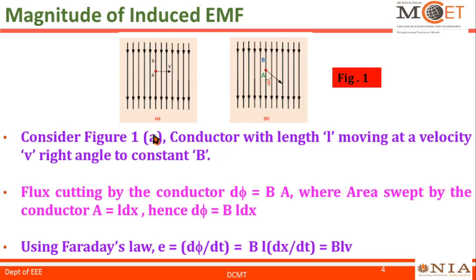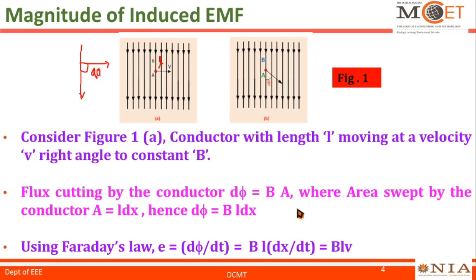Refer to figure 1a, a conductor with length L moving at a velocity v at right angle to constant flux density. The full length of the conductor is inside the magnetic field, and the length of the conductor is L here. The flux density direction is north to south pole, indicated in the figure. The conductor is moving at a velocity v which is at right angle to the flux density, meaning orthogonal, that is, the angle between these two becomes 90 degrees.